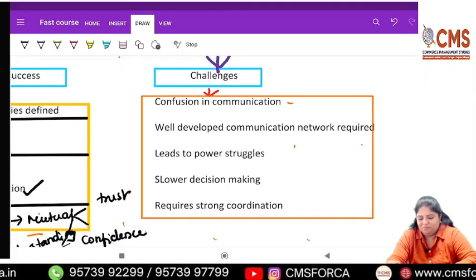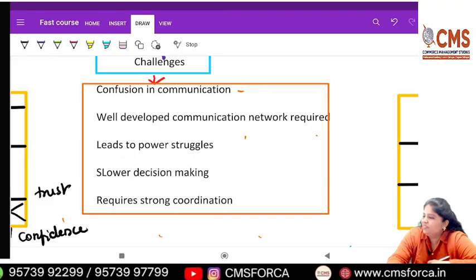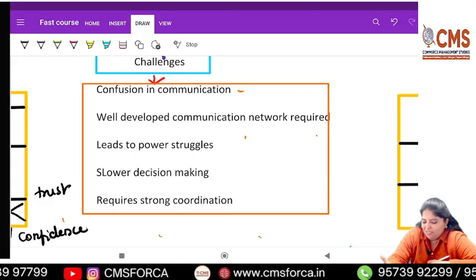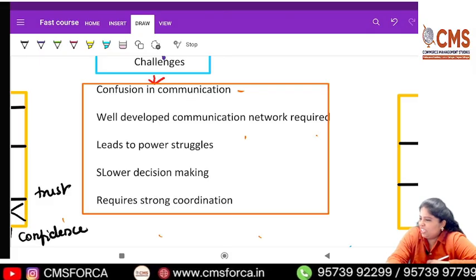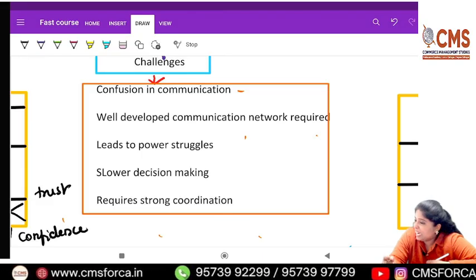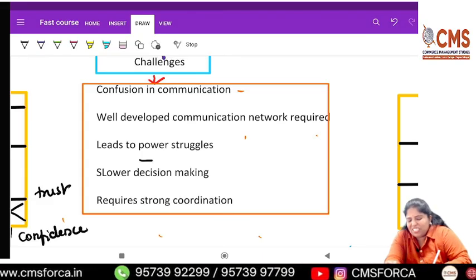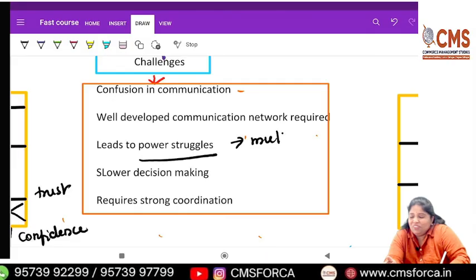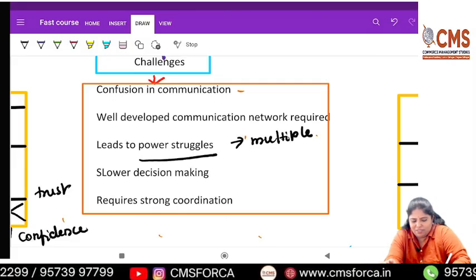Drawbacks in matrix structure. Just check through. Confusion in communication. You need to have a very strong communication network. Power struggles might be there between whom? You know the points.